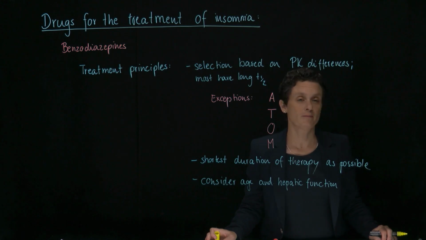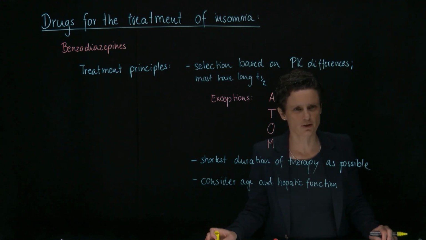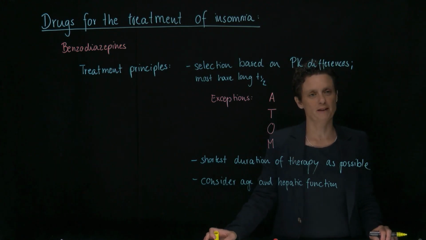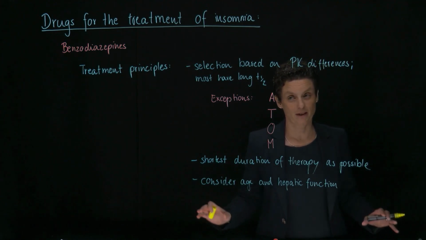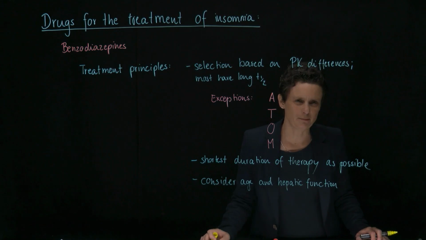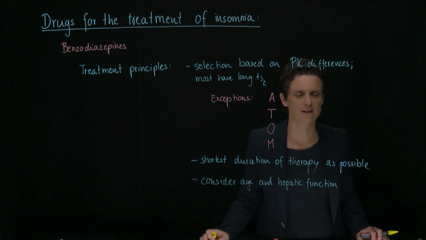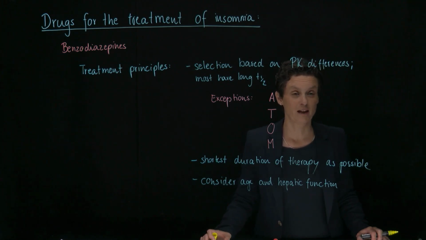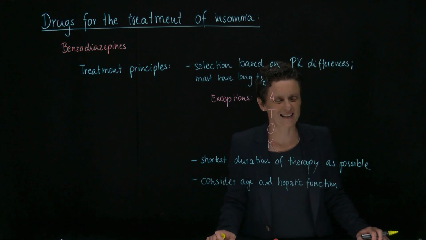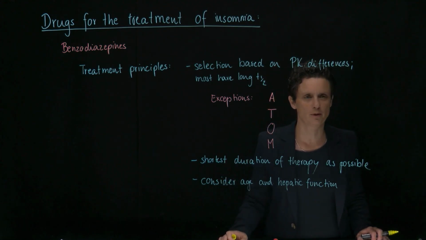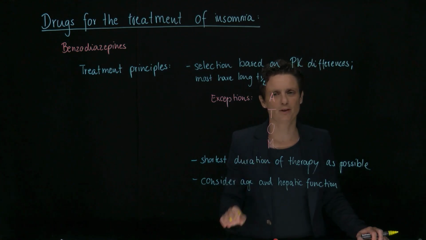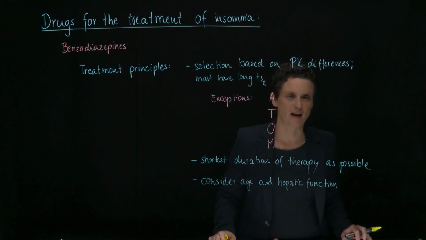I want to finish up with some treatment principles just to summarize this section on benzodiazepines. So first of all, you should realize that there are many available. The selection is mainly based on pharmacokinetic differences, and here we are thinking mainly about short versus long half-lives. Many of the benzos have a long half-life and/or active metabolites. There are a couple of exceptions and it may be worth remembering them. There's a nice mnemonic: they start with the letters of ATOM.